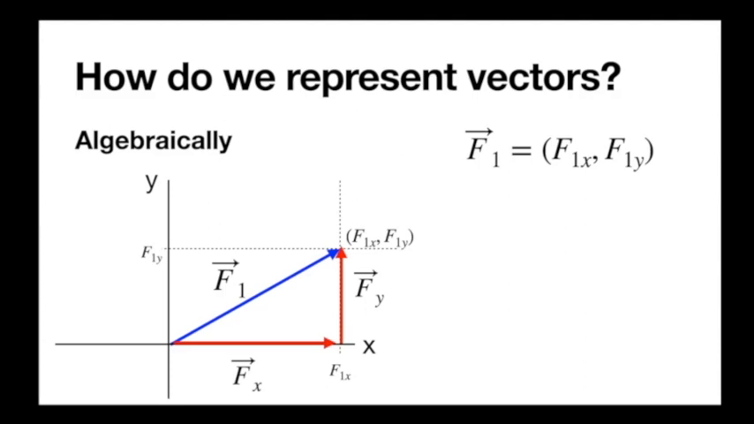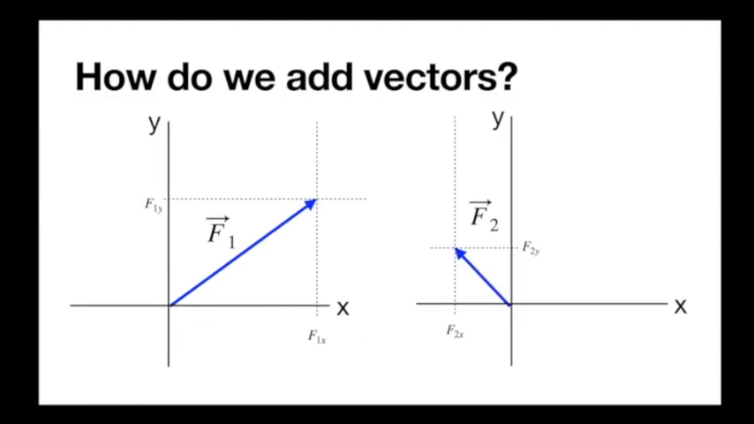So let's put that all together, our graphical, and see how this algebraic approach is working. So now I have those same two vectors as before, F1 and F2, that I wanted to add together. And now I've identified both of their components. F1 has a positive x component and a positive y component. F2 has a negative x component and a positive y component. So if I want to add them, then I'm going to do it component by component.